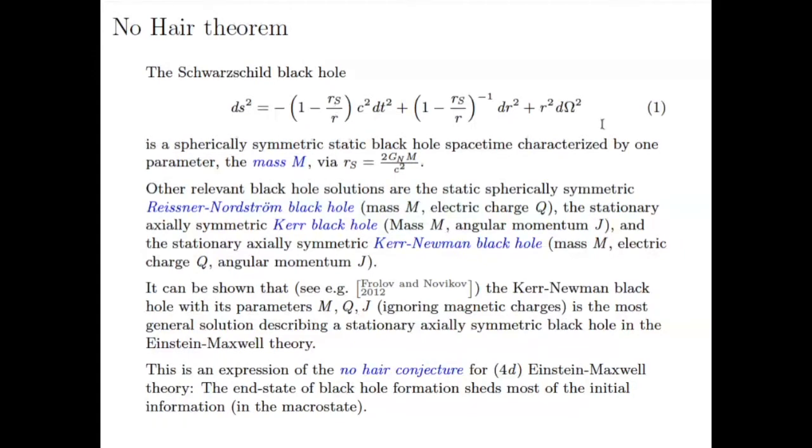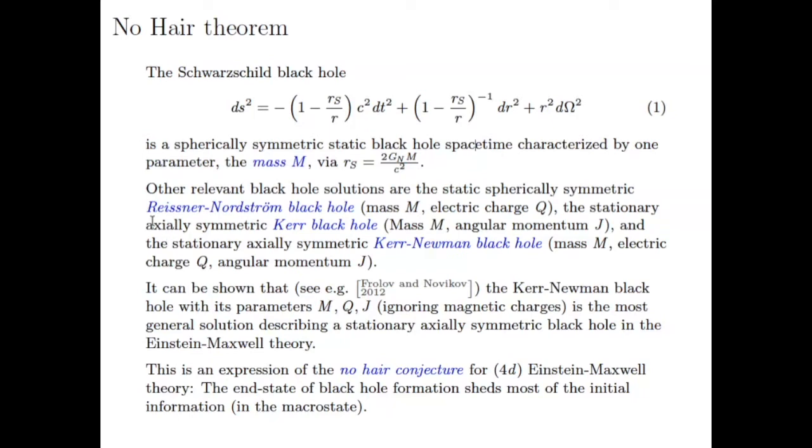It's this line element here where we have the Schwarzschild radius, which depends on the mass m. So m is the mass parameter. And this is a spherically symmetric static black hole spacetime, which obviously is characterized by this parameter and only this parameter, apart from natural constants like G_N or c, the Newton constant or the speed of light.